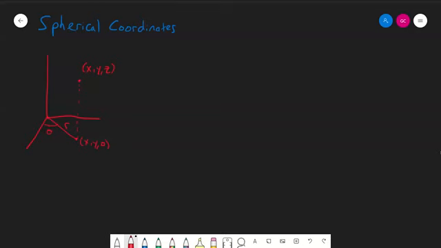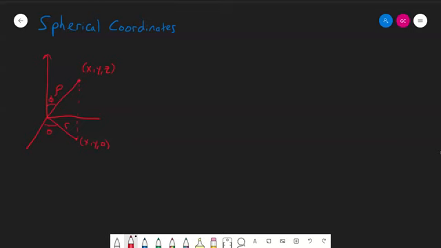Now with spherical coordinates, instead of looking at the distance from the origin to the shadow, we're going to look at the distance from the origin to the actual point itself. And we'll label that with the Greek letter rho. And then there's an additional angle we can look at, which is the angle that the positive z-axis makes with this ray right here. So that's that angle. We'll call that angle phi.